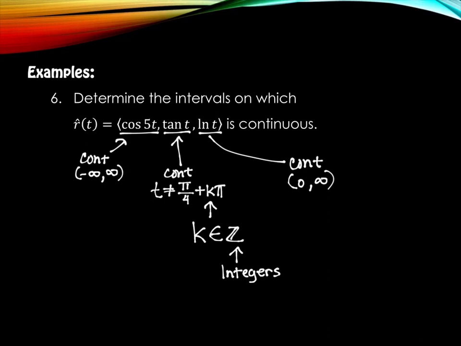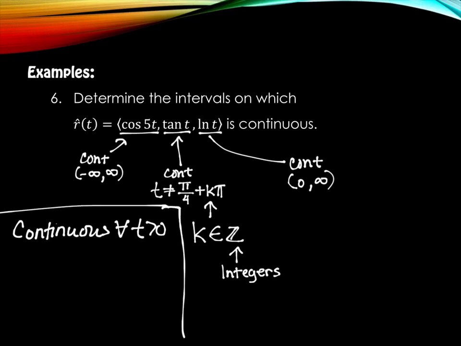Well, I actually have to write it out in a pretty convoluted way. This is continuous for all t greater than 0. Y'all know that notation? Okay. Now you've got me a little skittish. For all t greater than 0, when t is not equal to pi over 4 plus k pi for integers of k. That's some good math writing for the day.